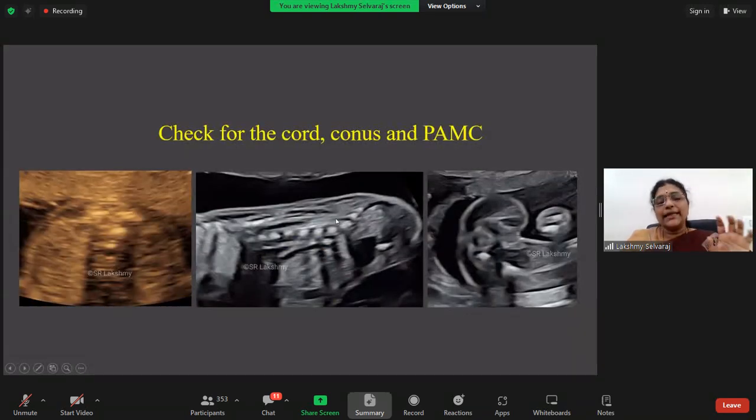And once again, the dictum is whenever you see a hemivertebra, identify the cord, look whether there is a hemicord or a tethered cord, identify the conus and PAMC, because counseling depends on whether a hemivertebra is isolated or associated with other abnormalities. So why PAMC? Because when I say ANS, what comes to mind is a VATER or VACTERL association.